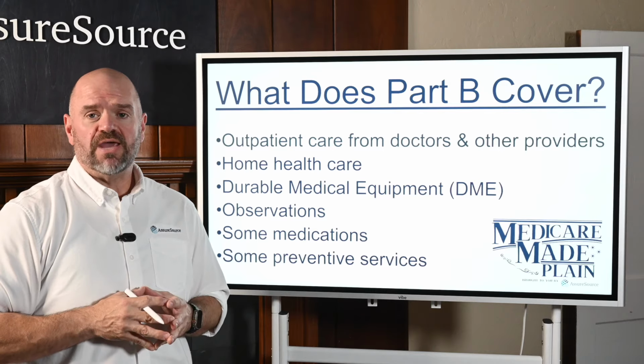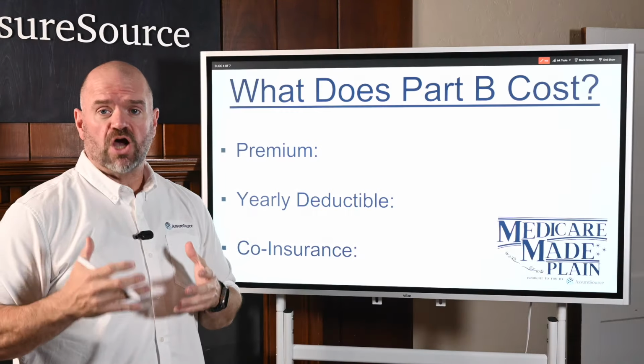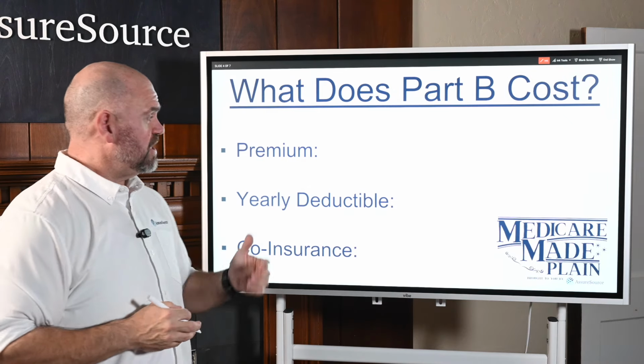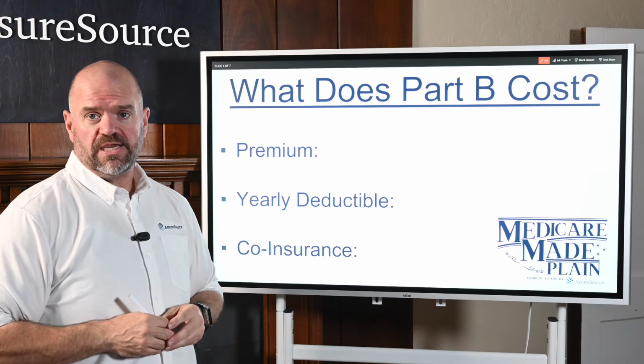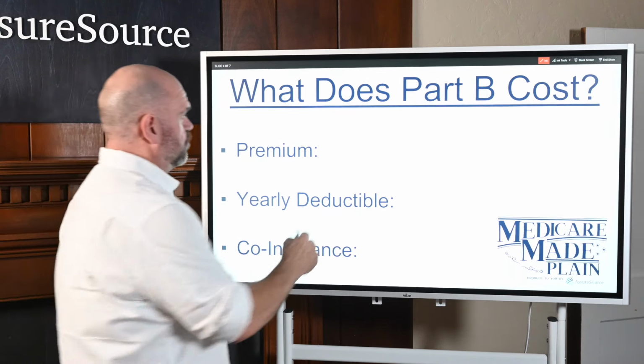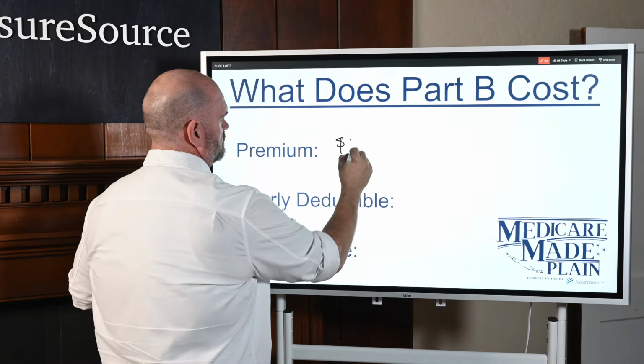So let's talk a little bit about what Part B costs. As we start to talk about the cost for Medicare Part B, the first place for us to start is going to be what is the premium for Medicare Part B. For 2025, the premium for Medicare Part B is $185.